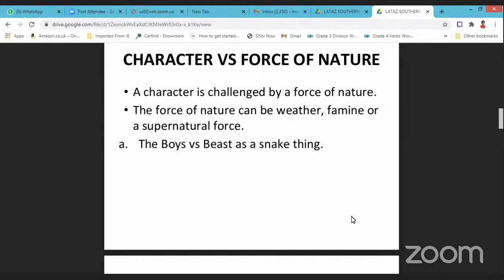Now, in Lord of the Flies, the beast takes on three different forms. The first form is a snake thing. The boys believed that the beast was a snake type of thing. And later they discovered the body of a man who had parachuted and he was stuck in the trees. And then the end, well, I think I'll leave that up to you.